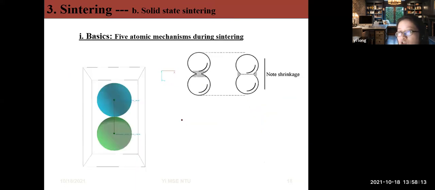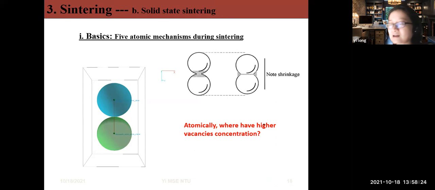The second condition is you have to make sure they move in the opposite way. As we already explained in the class, where we have the higher vacancy concentration, I think you have already answered this one in the class. So maybe I just ask you one question here. Which one has the higher vacancy concentration, the neck or the green boundary? Then I know whether you understand or remember.